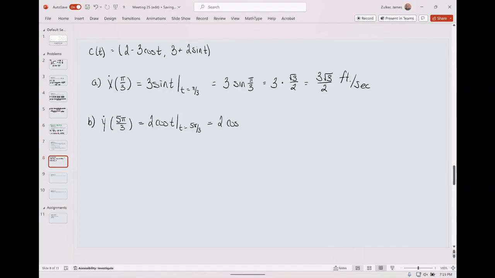All right, we're going to get 2 cosine 5 pi over 3. What is cosine of 5 pi over 3? Is it minus square root of 3 over 2?